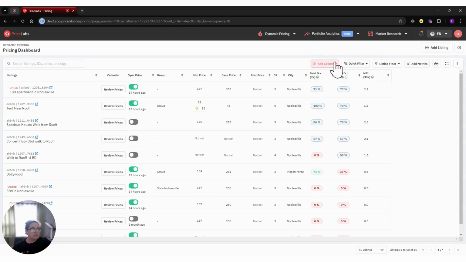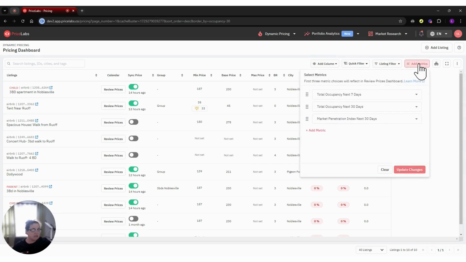Next is going to be the Add a Metric button. What this does is it lets you select what information you'd like to see on this main page. The default inside of PriceLabs is typically the couple of occupancy totals for the next X, Y, and Z number of days, right?